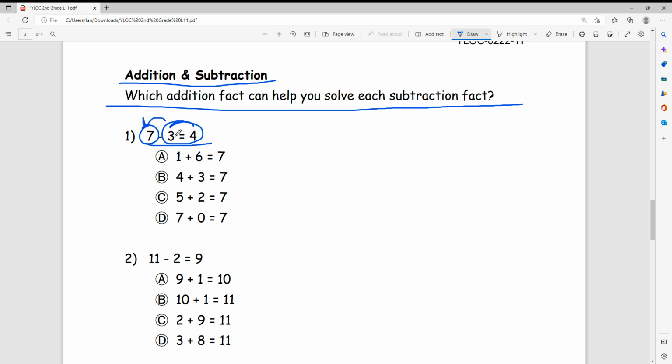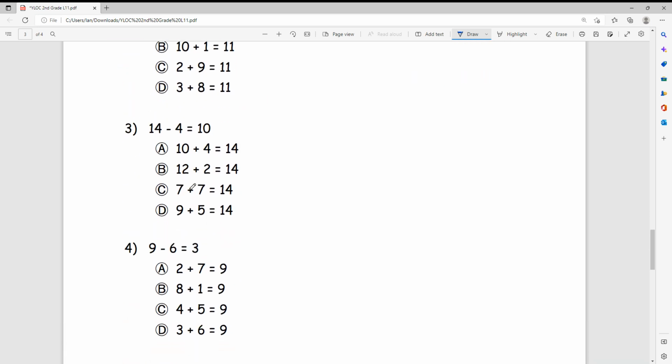So if you look here, these two ones, so 1 and 6 equals 7, these aren't used in here. 4 and 3 equals 7, which is just like this. Let's make sure though. 5 and 2 aren't used in here. 7 and 0, or 0 isn't used in here, so it should be number 3.